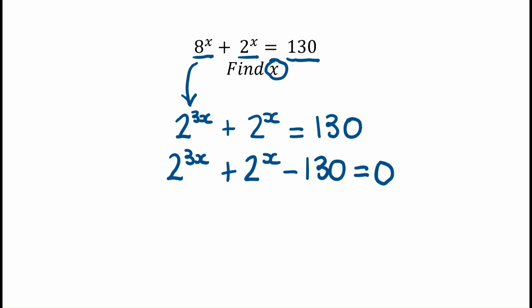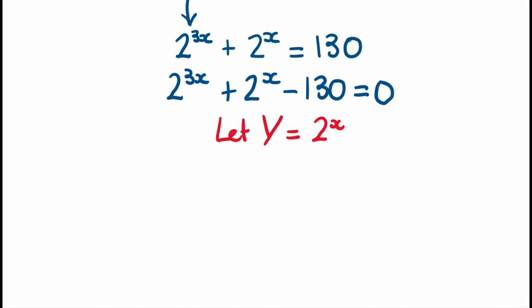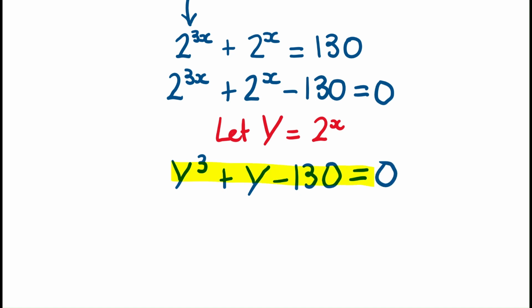And that's our equation. So now what I'm going to do is let y be equal to 2 to the power of x. And if we substitute this back into the equation, we get y cubed plus y minus 130 is equal to 0. And that's the equation we need to solve.